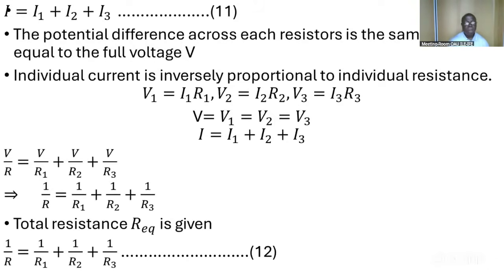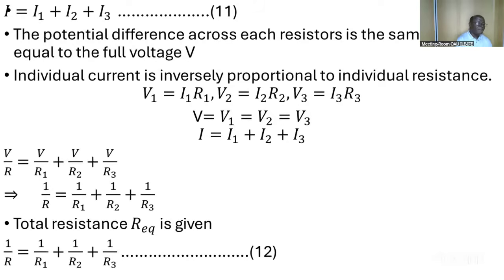So if you combine all those parameters, don't forget V1 will just be equal to V, will be equal to V2, will be equal to V3. But you will have V1 equal to I1 R1, V2 equal to I2 R2, V3 equal to I3 R3. So if you make I the subject, you will have V all over R. That is V1 all over R1, V2 all over R2, V3 all over R3, for I1, I2, I3 respectively.